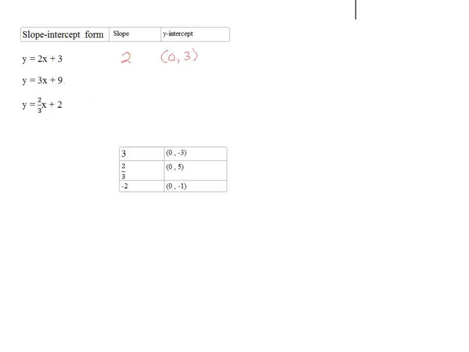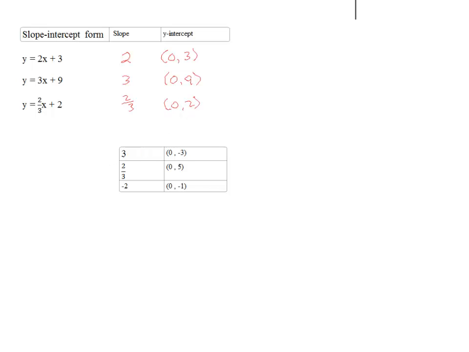The next one, our coefficient in front of our variable is 3. The y-intercept is our b, which is (0, 9). And in this one, the coefficient in front of our x is 2/3, so that's our slope. And our b is 2, so we would write (0, 2).